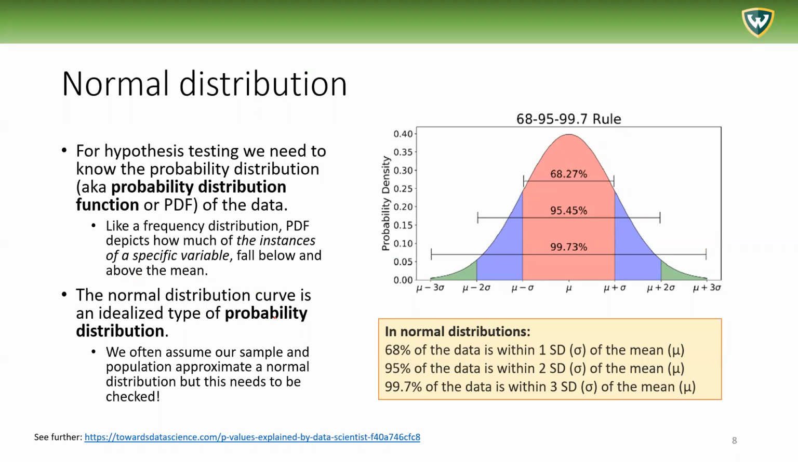So the normal distribution. For hypothesis testing, we need to know the probability distribution, or the probability distribution function, of the data. The probability distribution function is a smoothed out frequency distribution, like we saw with the histogram. As a frequency distribution, it depicts how many instances of a specific variable fall below, at, and above the mean. So all around the mean.